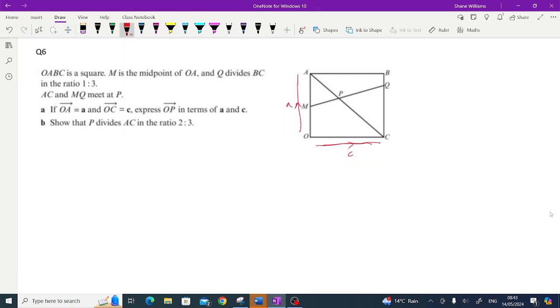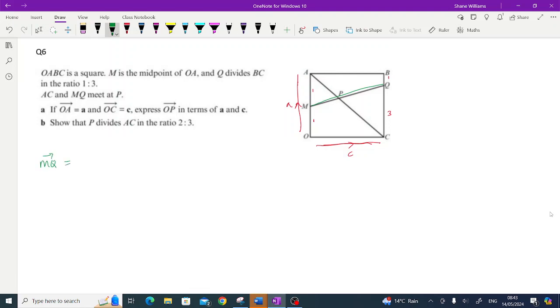We know some ratios. We know this is 1 to 1. We know this one is 1 to 3. But we don't know where P is, we're going to have to find it. And the way to do that is to use the two different diagonals, which use the two different bits of information. So at some point we're going to want to know MQ. So let's do that now.